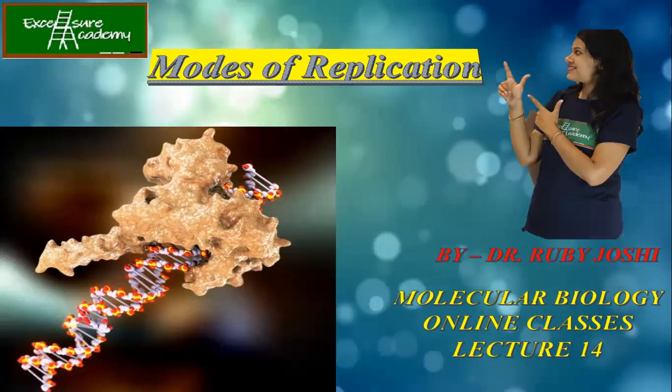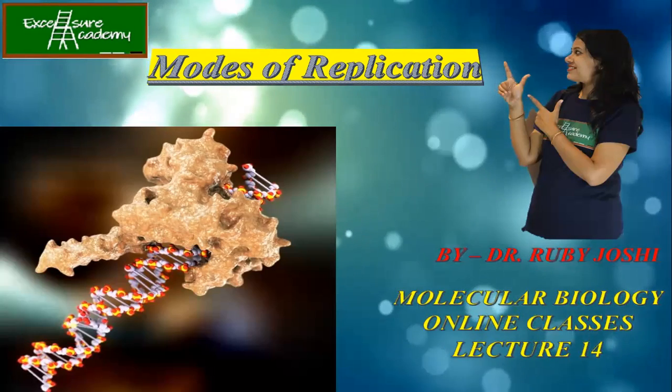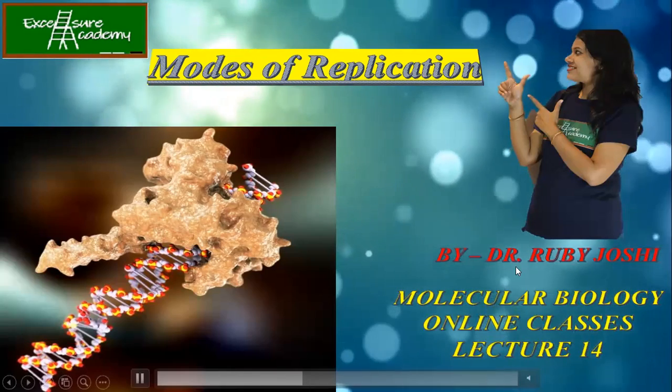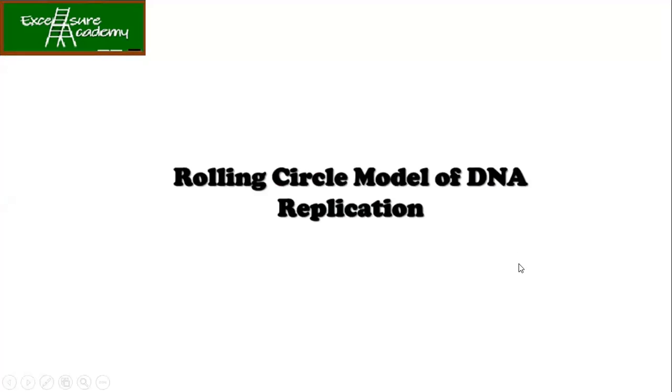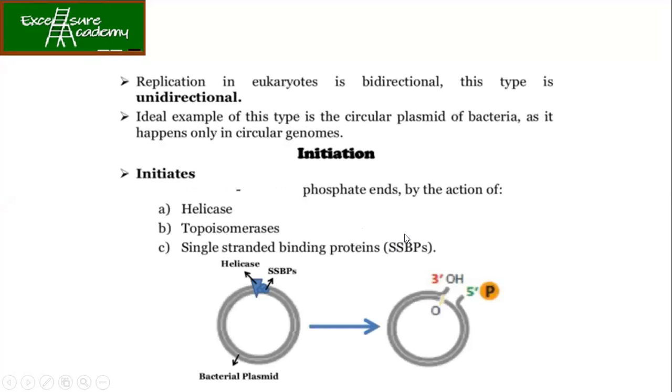So today what we're going to talk about is different modes of replication. Till now what we have discussed is the linear double-stranded DNA replication, and we have also talked about how it happens in prokaryotes, right? But this is the rolling circle model of DNA replication. Even this is happening in a few cases. So let's talk about this rolling circle replication.